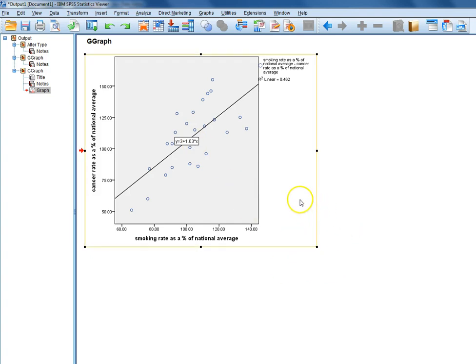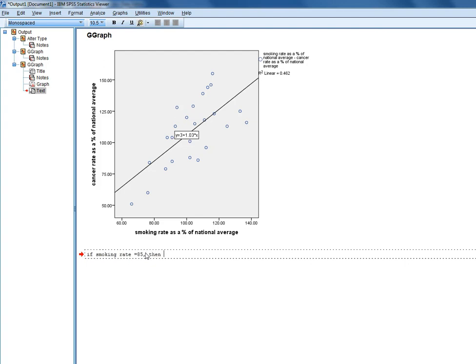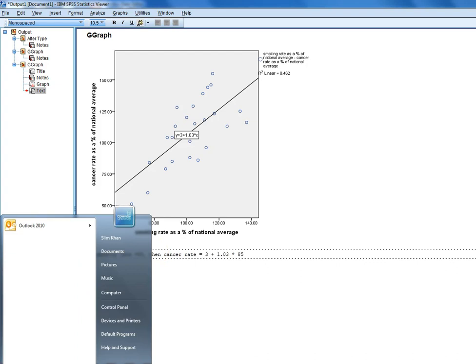So, for example, if the smoking rate is 85, then we can predict the cancer rate by doing 3 plus 1.03 multiplied by 85. We can use the calculator on screen. You can obtain that from the accessories menu.